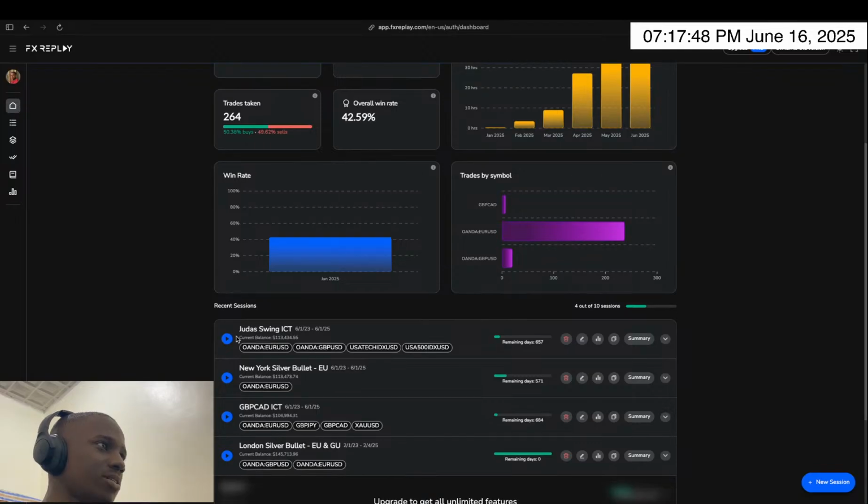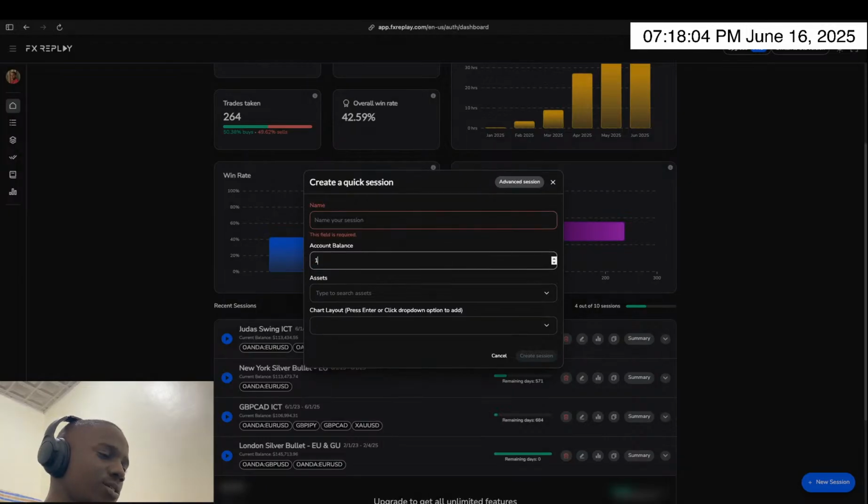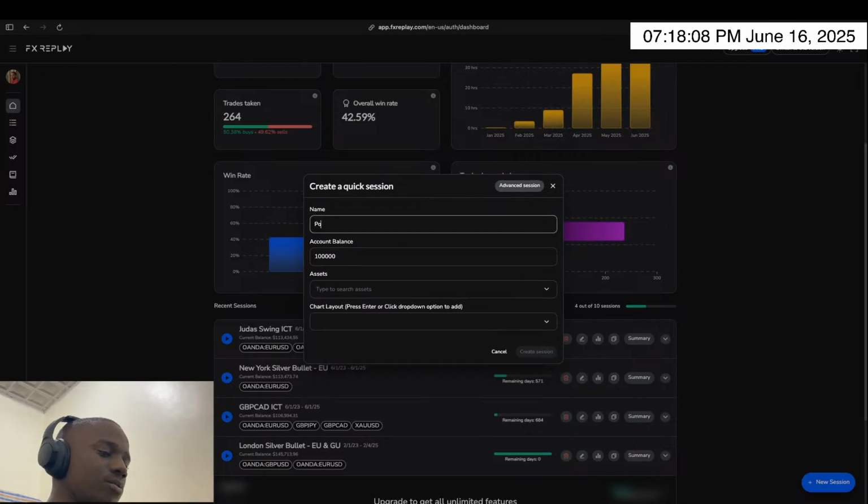So I'll be backtesting this session right here, but I'm going to create another one called PO3. PO3, that's the one I want to backtest. I'll be using Euro USD, GBP USD, and the NAS and the USD CAD, sorry. NAS and USD CAD, so 100. Then it's a power of 3.